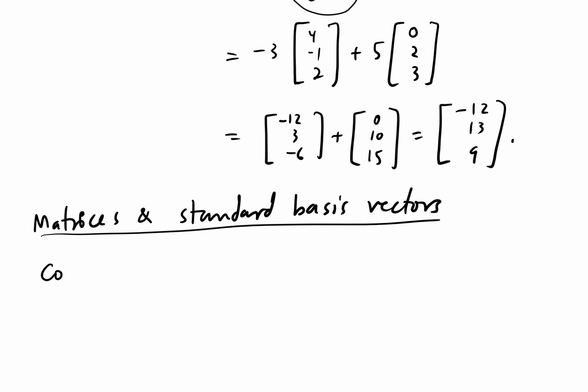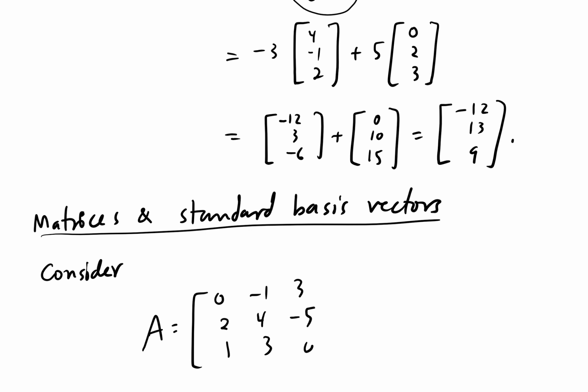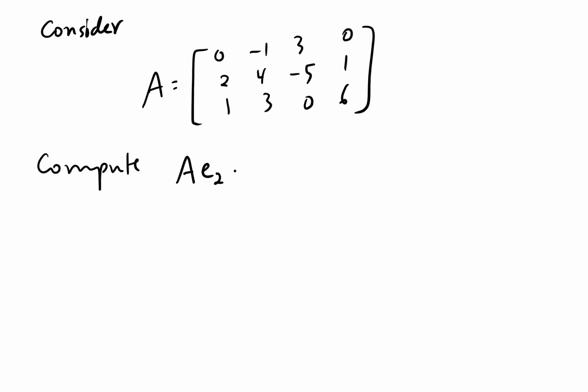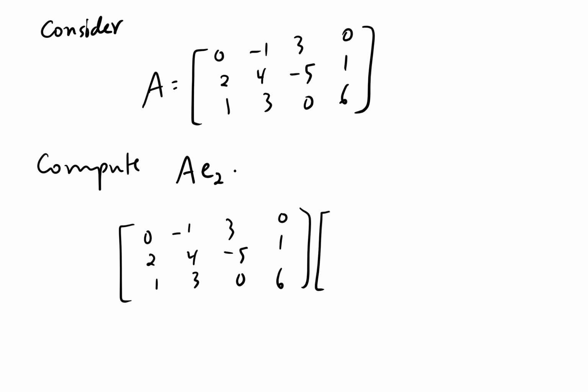So if we consider any matrix, say A with rows (0, 2, 1, -1), (4, 3, 3, -5), (0, 0, 1, 6), and we are asked to compute, let's say, A times e2. Let's see what we get. If I take the matrix A and I want to multiply it by e2, what is e2?